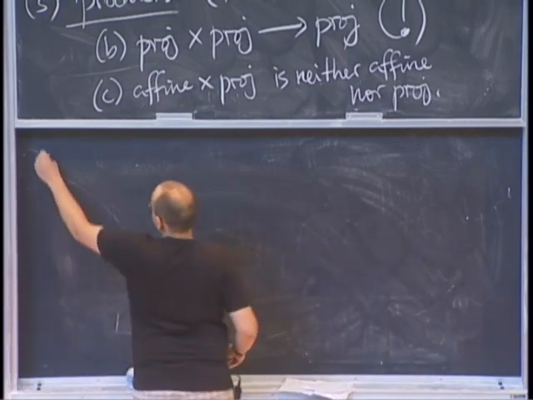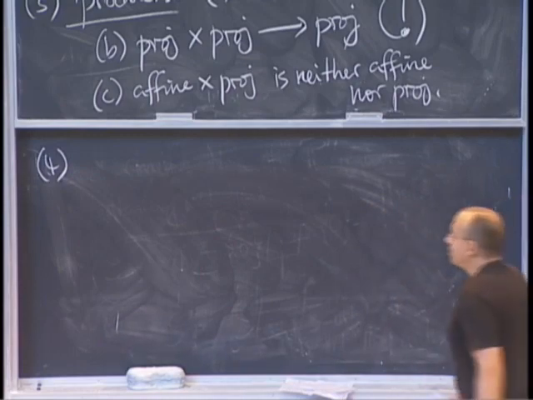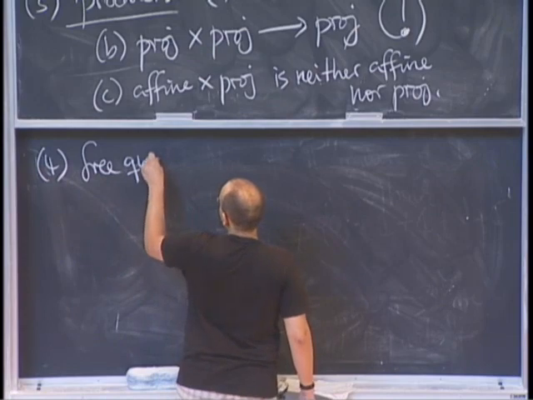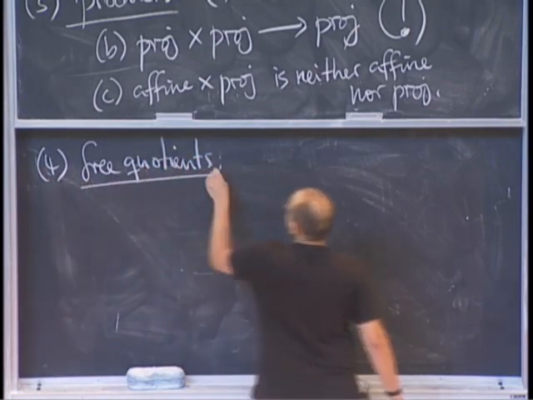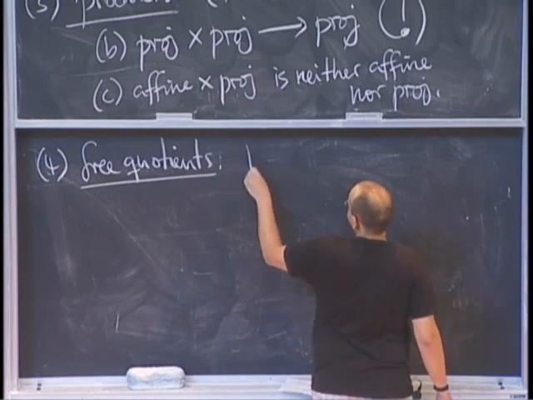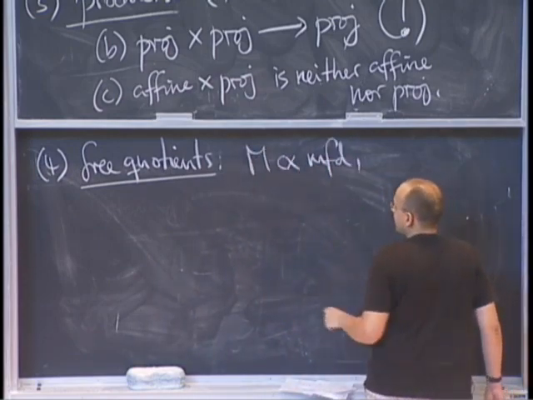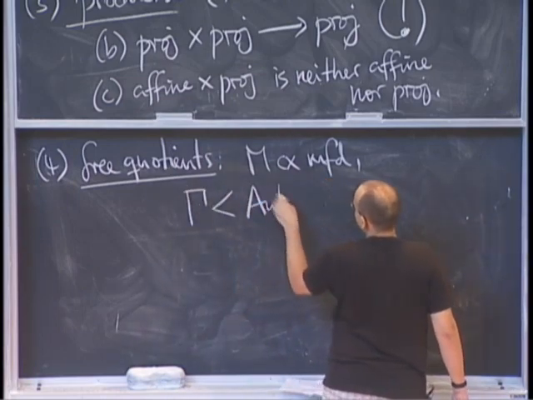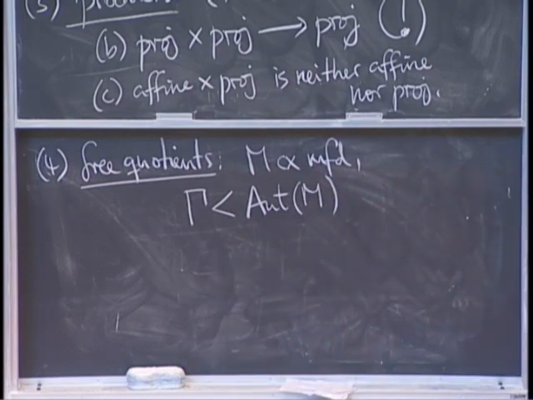So I have two classes of examples left, but I'll probably only do the first one. So it's free quotients. So you have M, a complex manifold, and gamma, a subgroup of the complex automorphism group of M, so of the group of all biholomorphic self-maps of M.